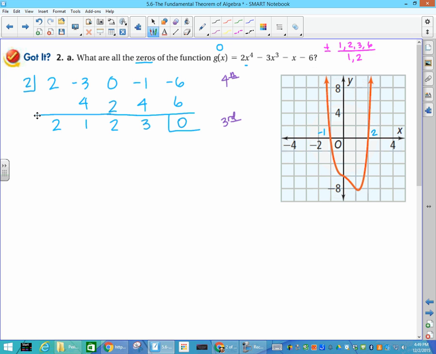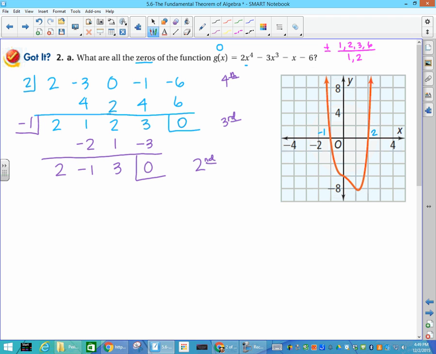So now what am I going to try with this one? I'm going to try that other side and see if it's not a root. Negative 1. So we're going to try it. Bring down your 2. Negative 1 times 2 is negative 2. 1 plus negative 2 is negative 1. Negative 1 times negative 1 is positive 1. 2 plus 1 is 3. Negative 1 times 3 is negative 3. And 3 plus negative 3 is 0. So we got it. And this now is our 2nd degree.